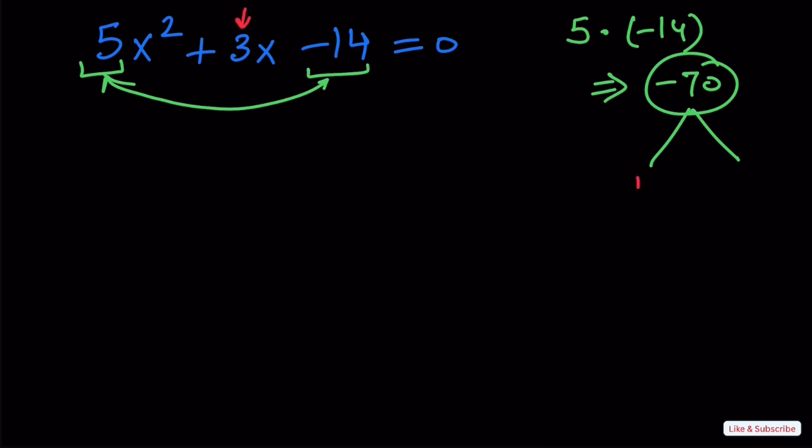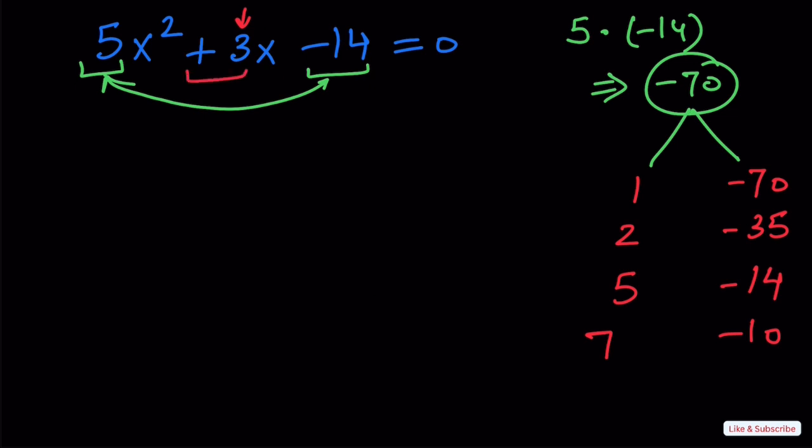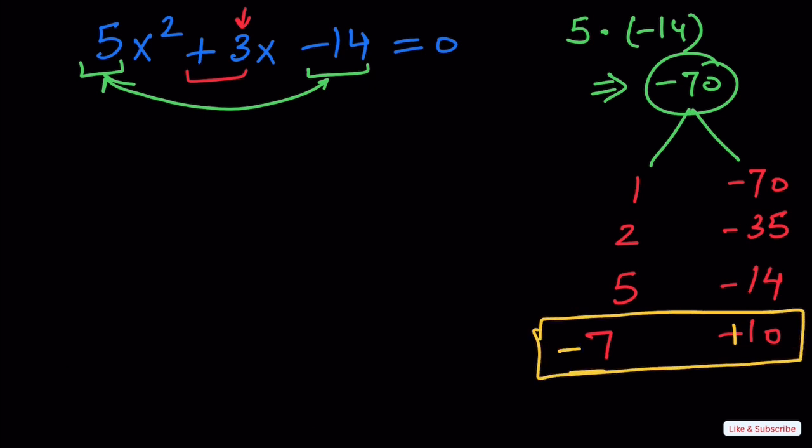So the first thing I can think of is 1 and negative 70. 1 times negative 70 gives you negative 70. 2 times negative 35. 3 does not divide negative 70. 4 does not divide negative 70. And 5, 5 does. 5 times negative 14. Still I'm not getting 3 from anywhere. Next I can think of is 7. 7 times negative 10, right? But in this case I need the positive 3. So my larger number should be positive and my smaller number should be negative. So these are my factors of negative 70, which give me 3 when you add them.